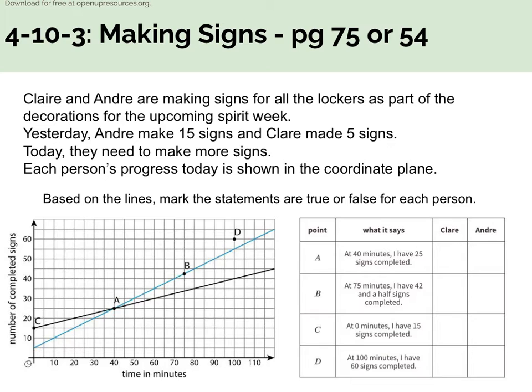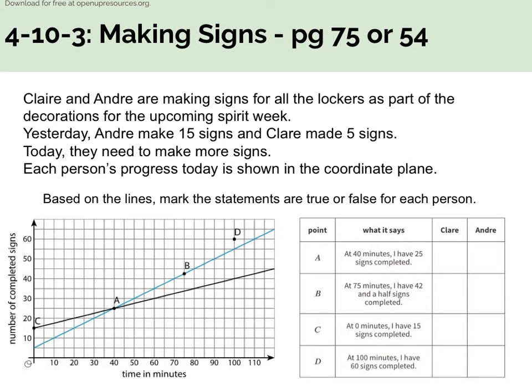Let's look at a different activity, looking at solutions on the line and lines themselves. Claire and Andre are making signs for all the lockers as part of the decorations for the upcoming Spirit Week. Yesterday, Andre made 15 signs and Claire made 5 signs. Today, they need to make more signs. Each person's progress today is shown in the coordinate plane. Based on these lines, mark the statements as true or false for each person.